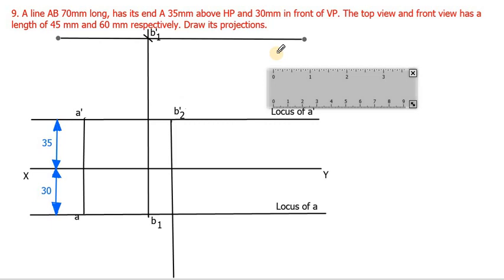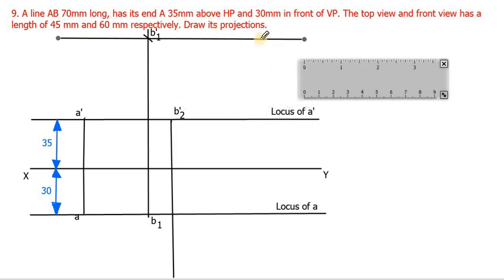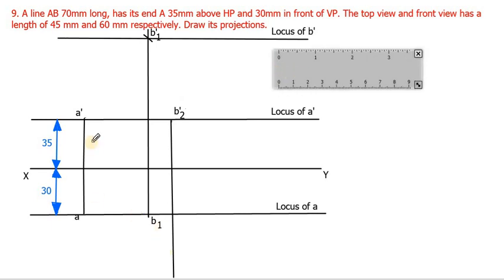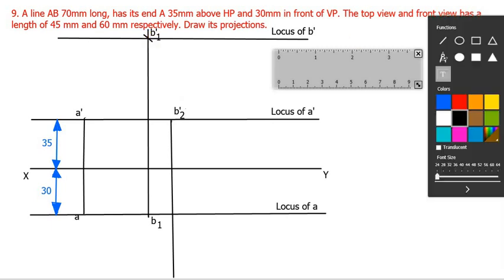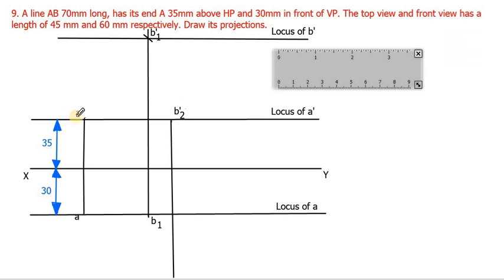So it should be the locus of B dash. Let us mark this as the locus of B dash, since the B dash point will cut over this line. Then join this A dash and B1 dash point to form the true length line. Okay, it is the true length line. You can measure the inclination using a protractor to calculate the theta value, that is the HP inclination value. Let us do that at last.